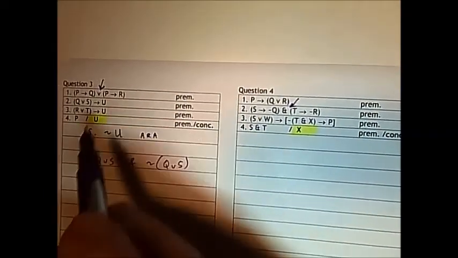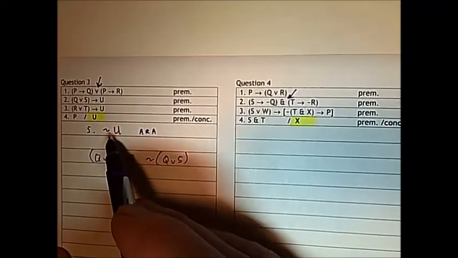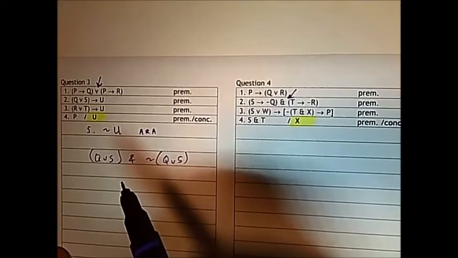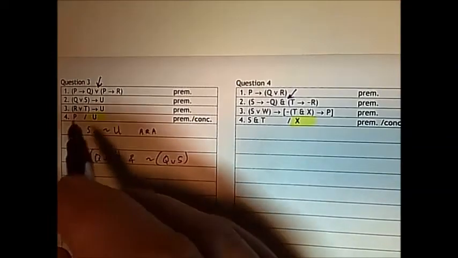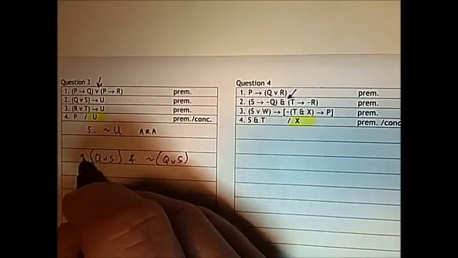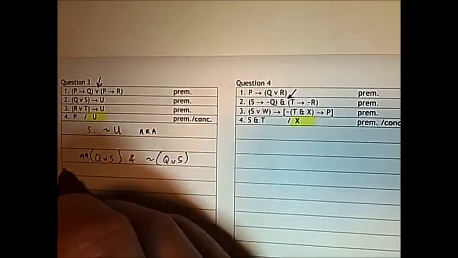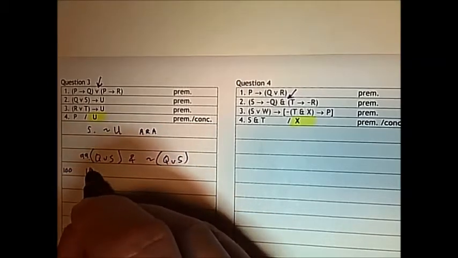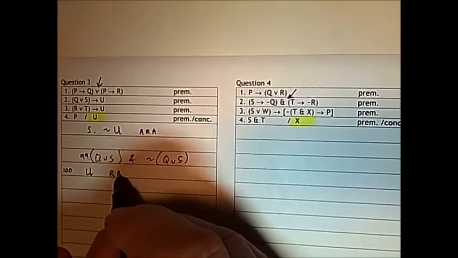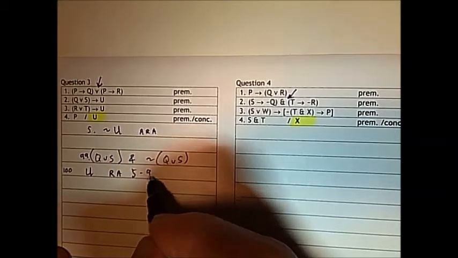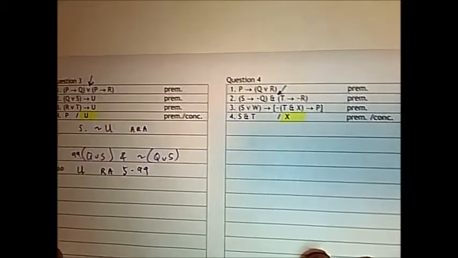So I've told you everything I'm going to tell you about this one. A good method is to start by assuming not U and then try and get a contradiction. And suppose you get that contradiction on line 99, then on line 100 you will have proved U by reductio ad absurdum 5 through 99. That's how that one will go.